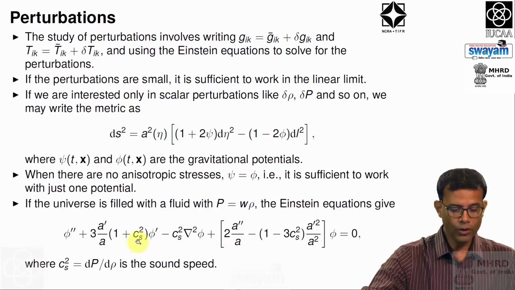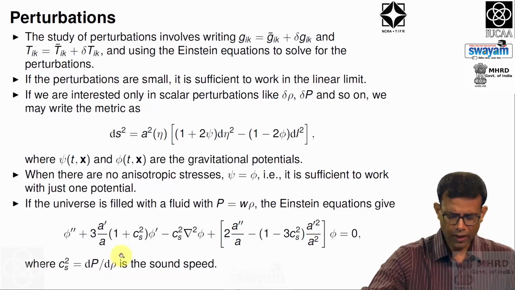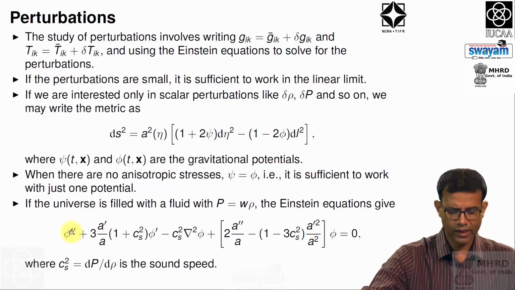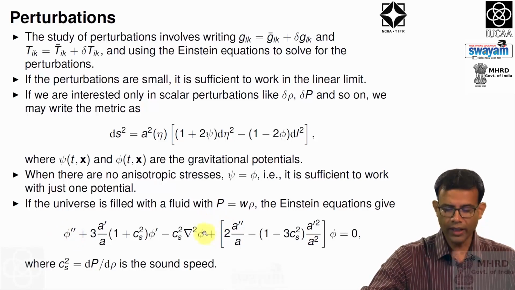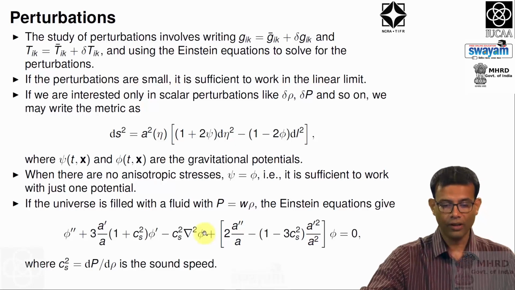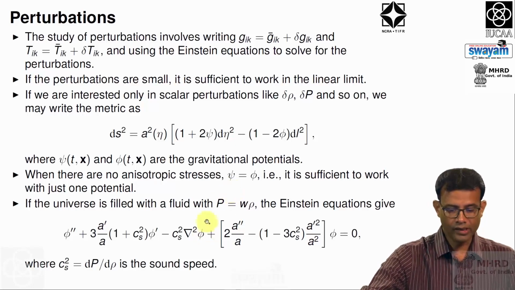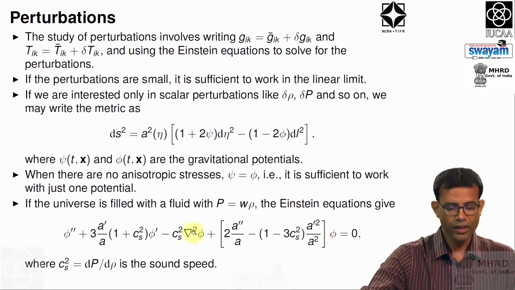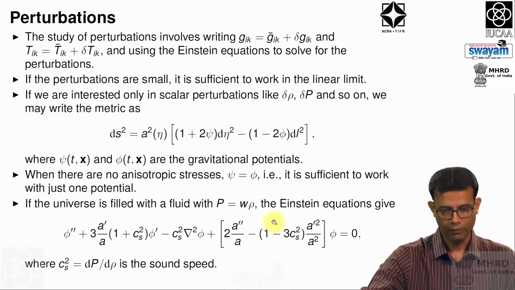You will see a new quantity has been introduced here, which is called c_s square. c_s is nothing but the sound speed, and that is given by the derivative of the pressure with respect to the density. Now, this equation looks quite difficult to solve, mainly because it has time derivatives as well as spatial derivatives, but remember, since we are working in the linear approximation, we have already ignored the terms which may have been higher order in phi. So, the equation is linear in phi, because we want to study only small perturbations.